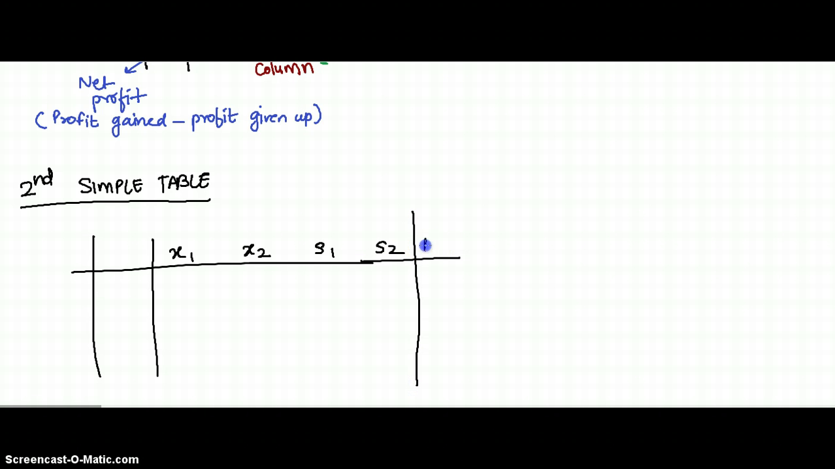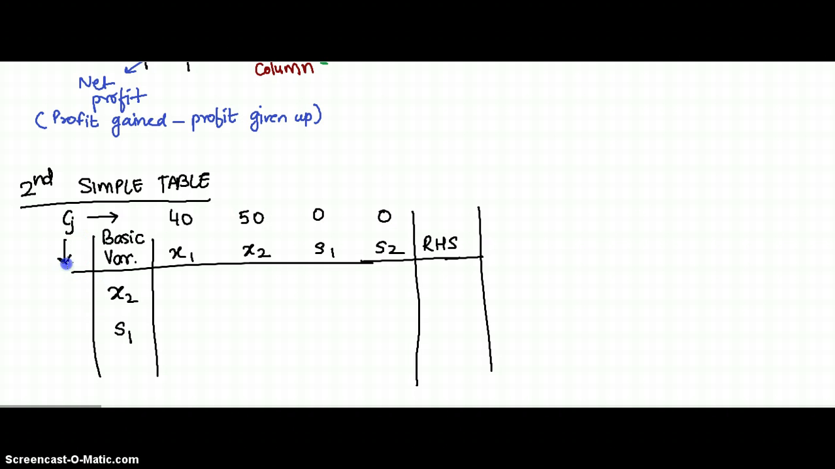Here we are writing the quantity which is RHS. Here we are writing the basic variables. Now our basic variables are x2 and s2. On the top we are writing down the value of Cj, which is 40, 50, 0, 0. Also here we will write the value of Cj. The basic variable x2 has the value 50, so it will become 50 here, and for s2 the value is 0.